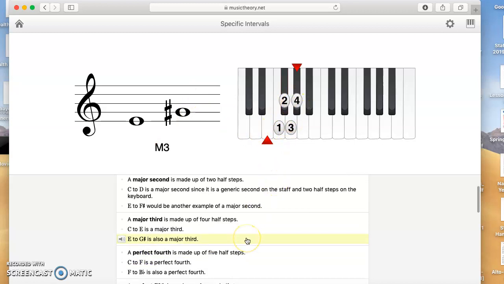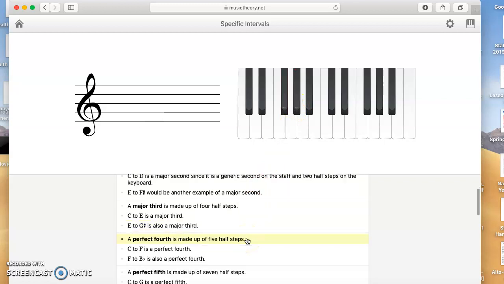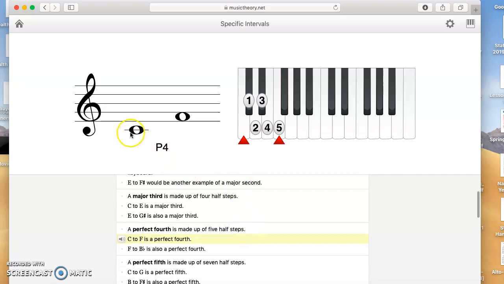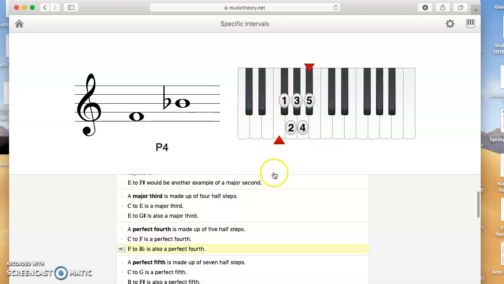Okay, there is a chart at the bottom of this that will help. A perfect fourth. First of all, you see over here that this is a generic 4. 1, 2, 3, 4. But it's also made up of 5 half steps. 1, 2, 3, 4, 5. F to B flat is also a perfect fourth. 1, 2, 3, 4, 5.